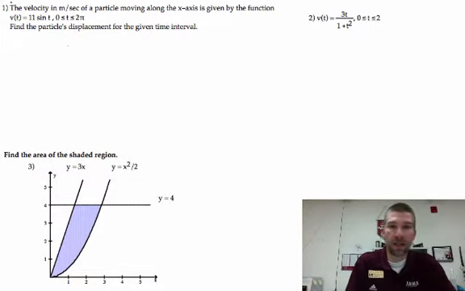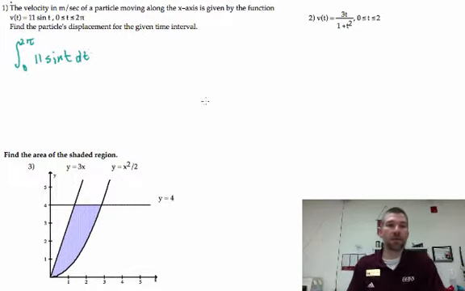Okay. In this case, what we want to do is find the integral of 0 to 2 pi for 11 sine t. If we were looking for the total distance covered by this particle, we would definitely put some absolute value bars around that. But we don't need the absolute bars around this because we just want to know, where did it end up?